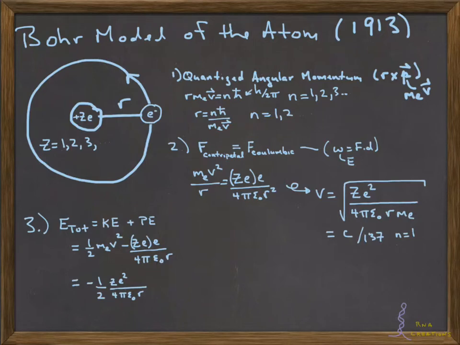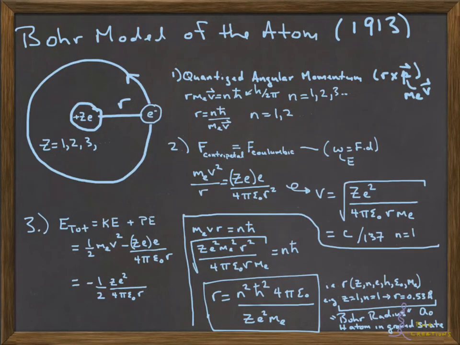We can then substitute into this equation in place of 1/2 mv squared. We can get 1/2 mv squared from here, multiplied by 1/2, move the r over here, substitute in, add together, and we can obtain this relationship for the total energy.